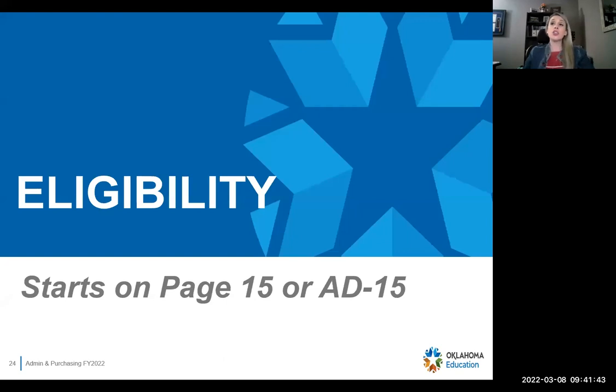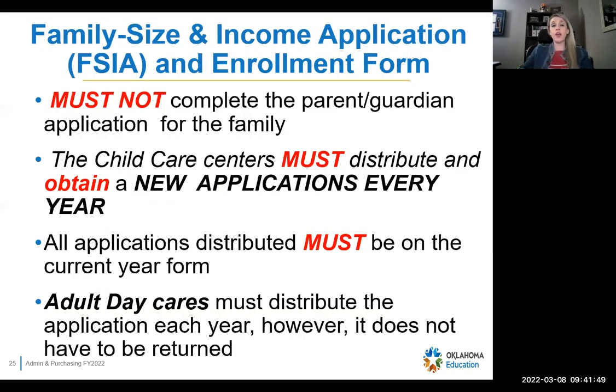Okay, let's talk eligibility. So when we talk about eligibility to be on this program, what you need to do is you have a family size and income application that you will be sending out to your parents, and an enrollment form. Adult daycares, you do not have an enrollment form that you have to do, but there is a family size and income application. These forms must be completed by the parent or guardian. The center cannot complete these forms for them.